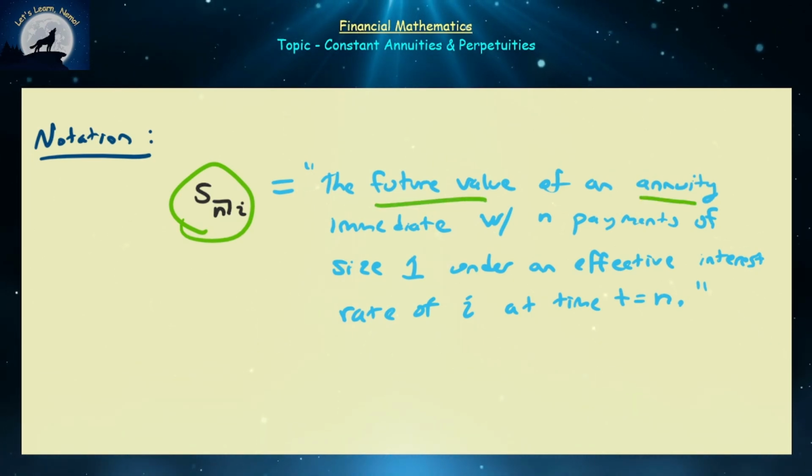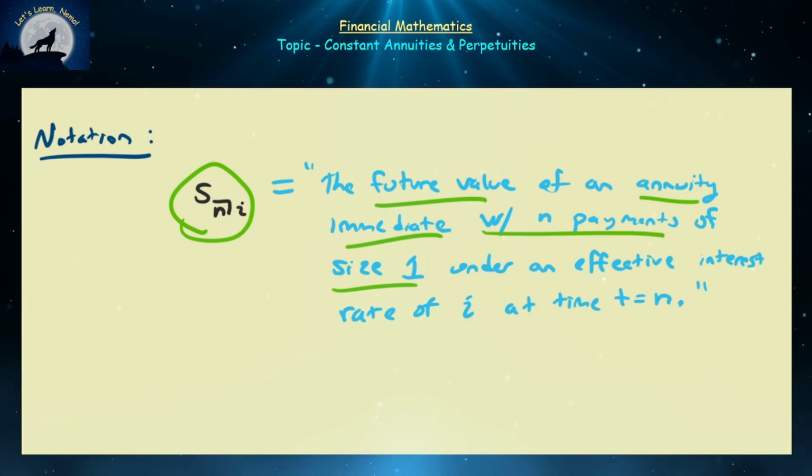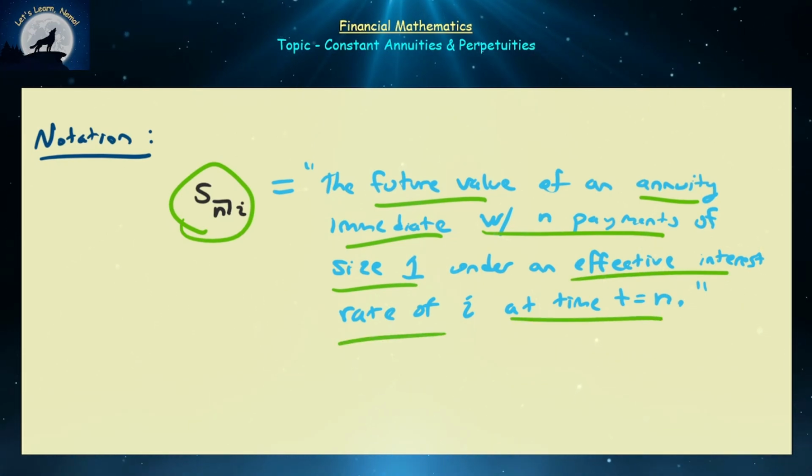So this is the future value of an annuity immediate, so payments at the end of the periods, with n payments, because n is assumed to be finite here, all of size 1, so it's a unit annuity, effective interest rate i, and the future value is taken to be at the time for which the last payment is actually posted to the account.